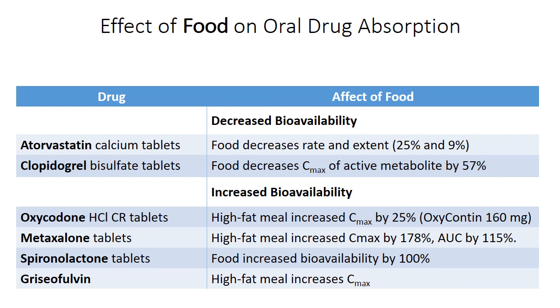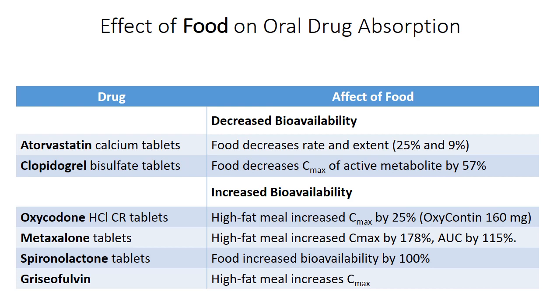For example, you can get decreased bioavailability of these drugs, atorvastatin, which is brand name Lipitor, and then Plavix or clopidogrel. Food decreases rate and extent of atorvastatin by 25% rate and 99% extent. Food decreases the Cmax of the main active metabolite of clopidogrel by 57%, which is really significant.